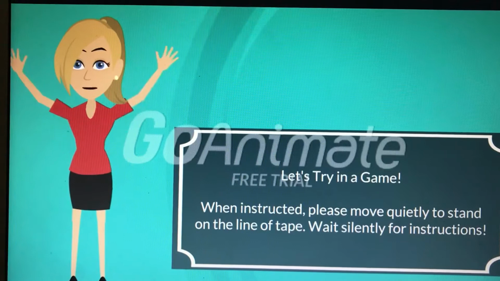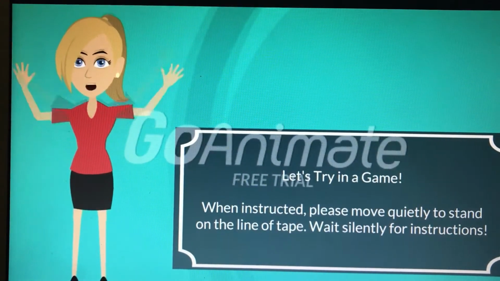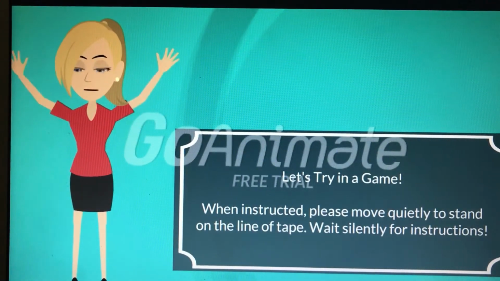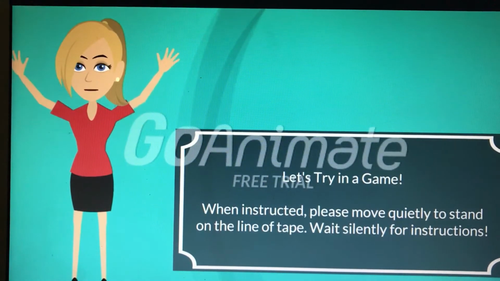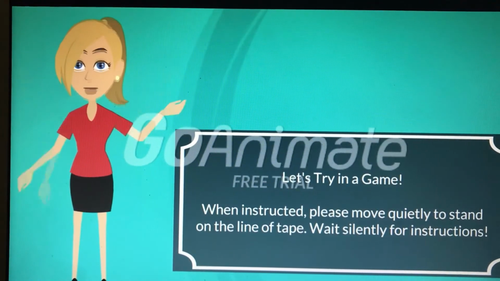I think it's time to put what we've just learned into action, so let's try it in a game. When instructed, please move quietly and stand on the line of tape and wait silently for my instructions.